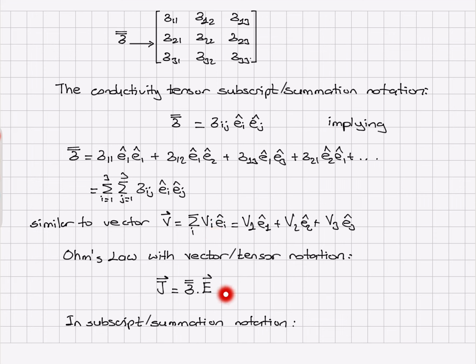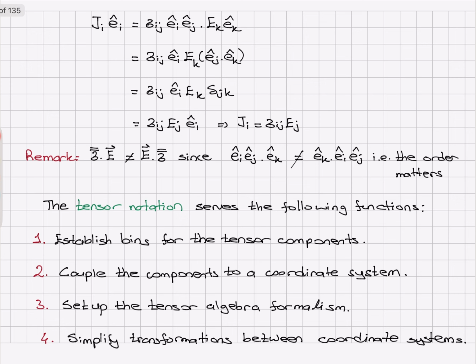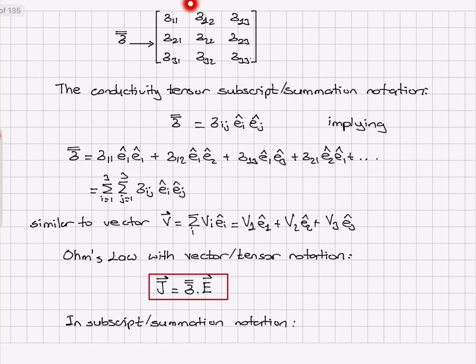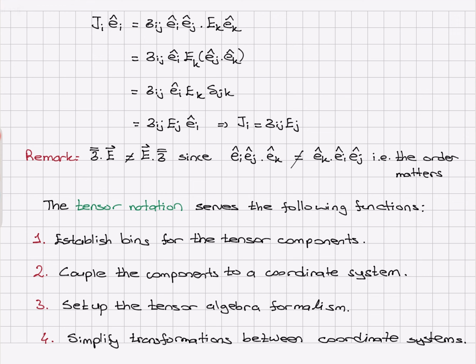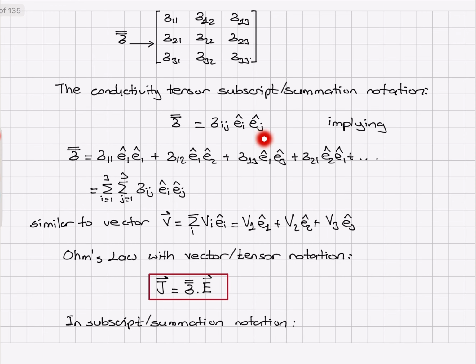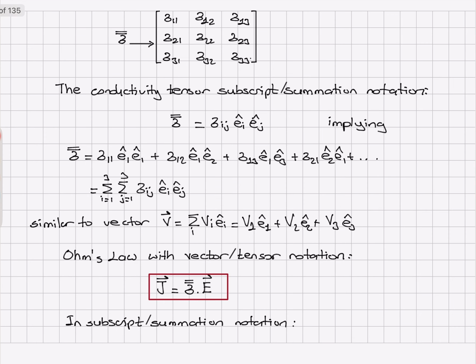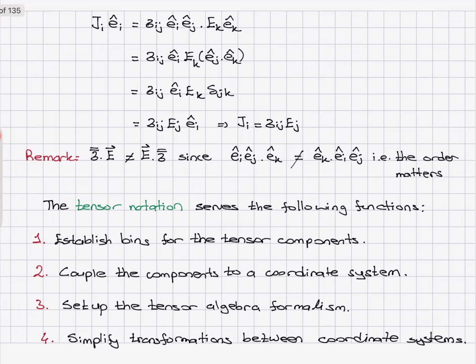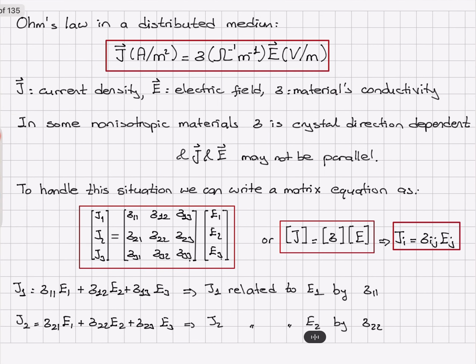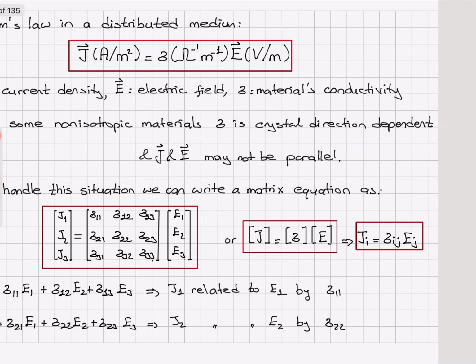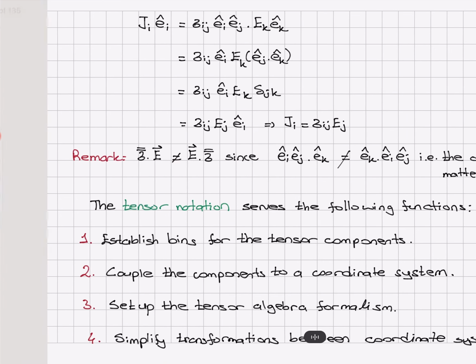So with this, I can write the equation between J and E using the tensor notation, sigma tensor, where the sigma tensor is not just represented by a matrix, but it also has, using subscript summation notation, the basis vectors information. And I can double check this equation, sigma dot E. When I do that, I see that this is going to boil down to Ji being equal to sigma ij ej, which is exactly what I see in this matrix equation. So it seems to work very well.